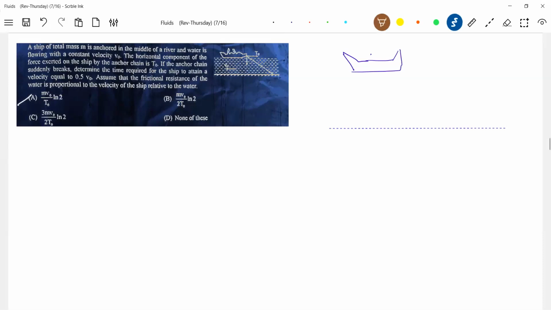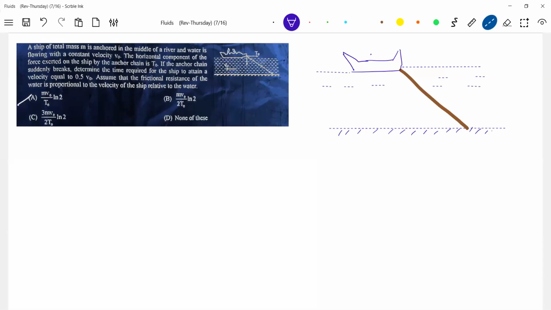It is being anchored. Anchored means tight. It will be tied like this. This is the base or bed of the river, and the river is flowing with a velocity V0. Hope you are able to understand the diagram. What is the velocity of flow of the river? V0, and there's a rope you can put.